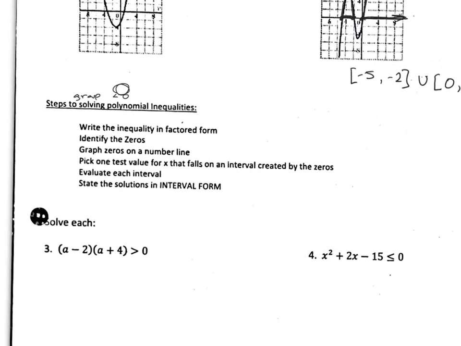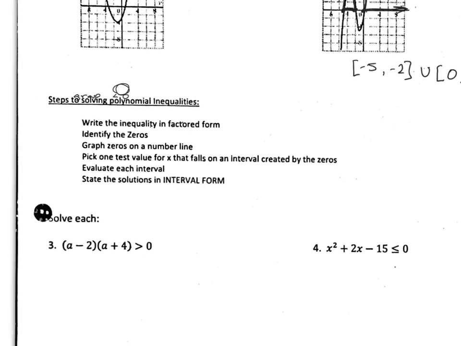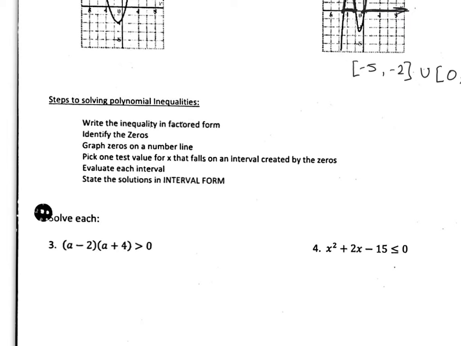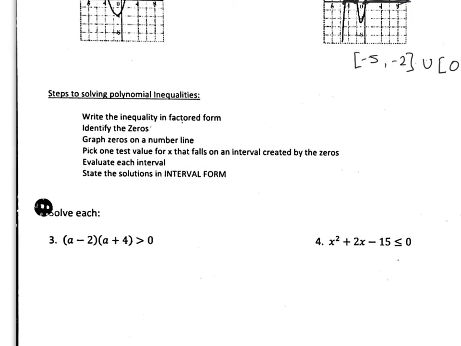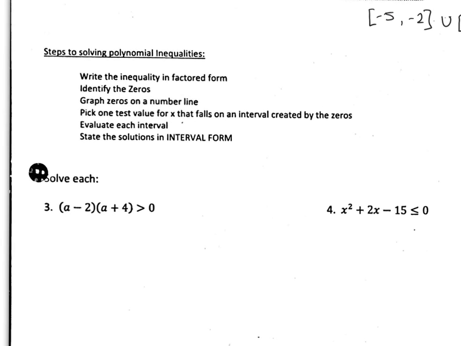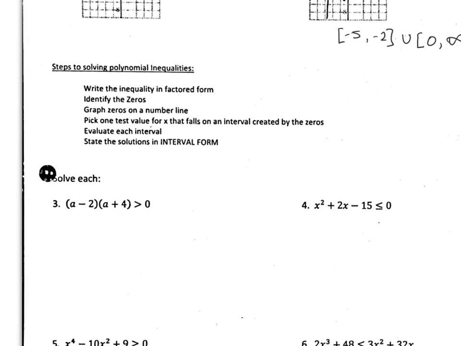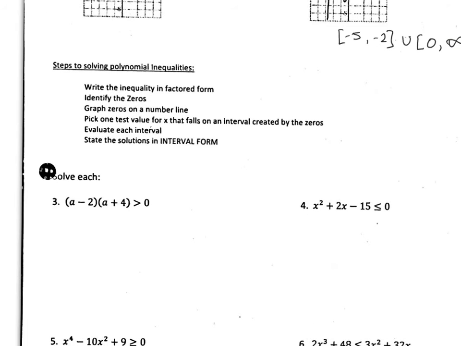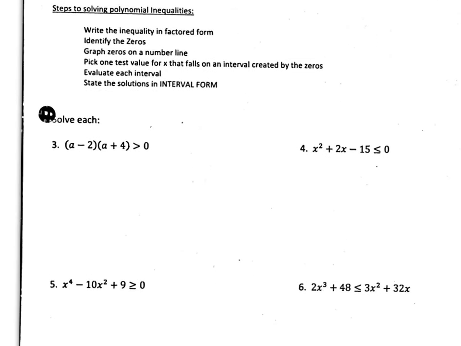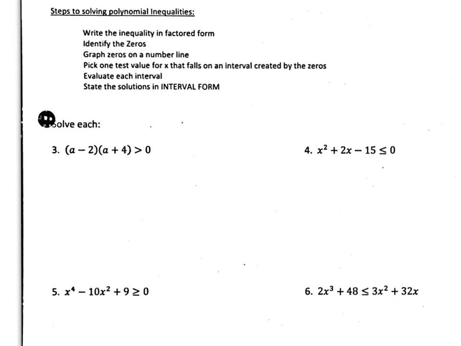So first of all, we're going to factor our inequality. We are going to basically set this thing equal to 0. We kind of ignore the inequality until the very, very end. So you find out where your zeros are. We'll put these zeros on a number line. We're going to test a section, evaluate what's happening on each interval of our number line, and then, of course, rewrite this in interval form.